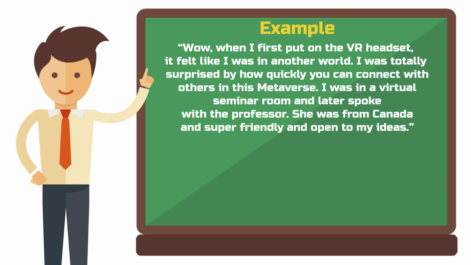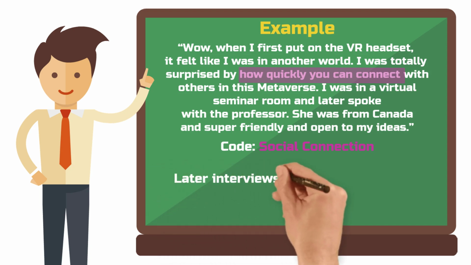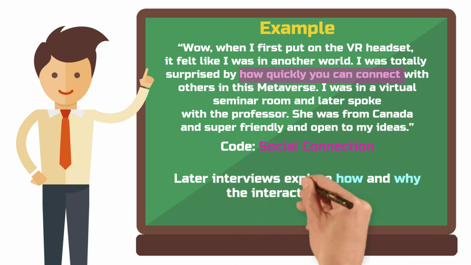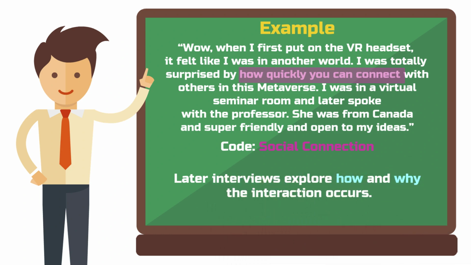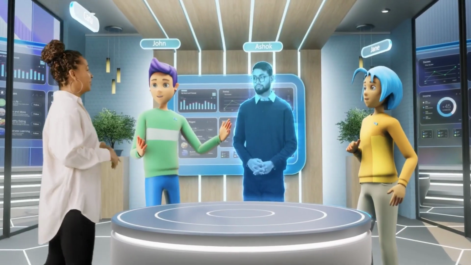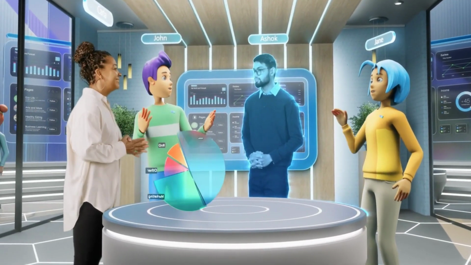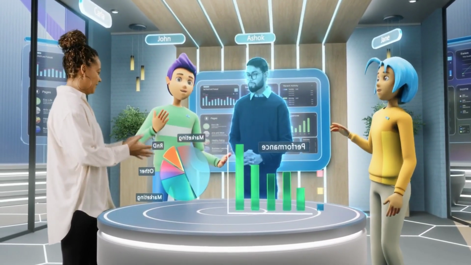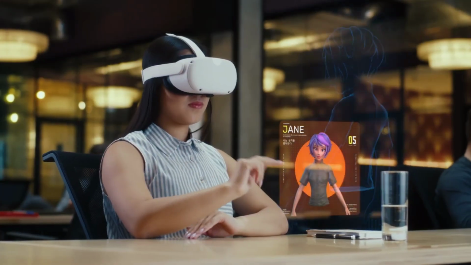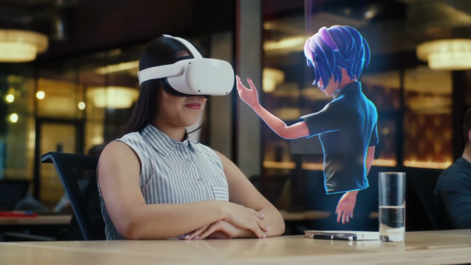The most interesting statement here is about quick social connection, which the interviewee has already highlighted by expressing surprise. You could code this part as social connection. In later interviews, you would then explore how and why this interaction happens so easily. Could it be because users are represented by avatars, which lowers the barrier to approaching others? Maybe, maybe not. Only grounded theory can reveal the answer.